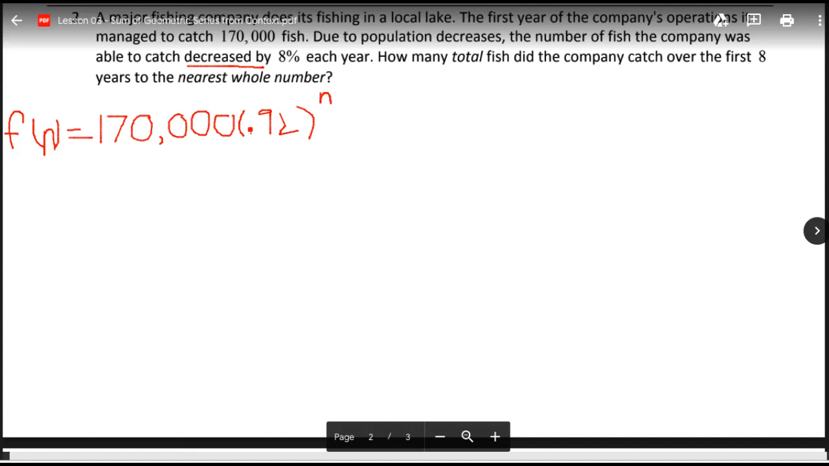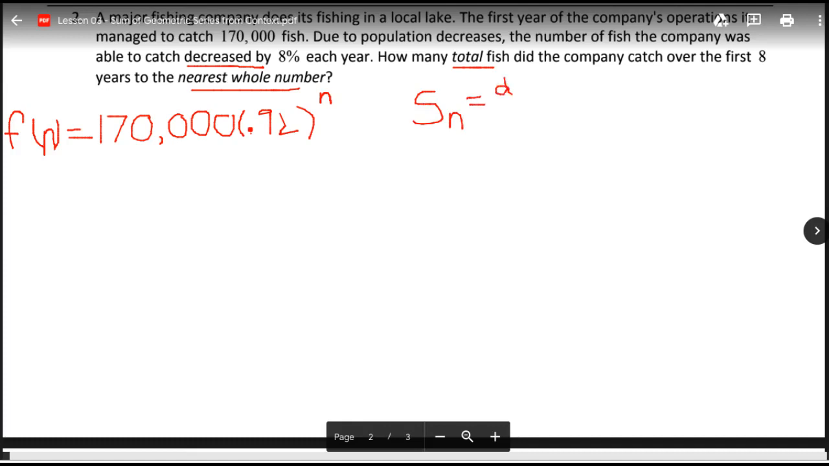Now, when we think about this, let's see. They want to know how many total fish did the company catch over 8 years. And we're going to be rounding to the nearest whole number here. So when we see the word total, we know we're going to be using this sum formula for series. So remember, you get this formula for free, but you need to know when to use it.